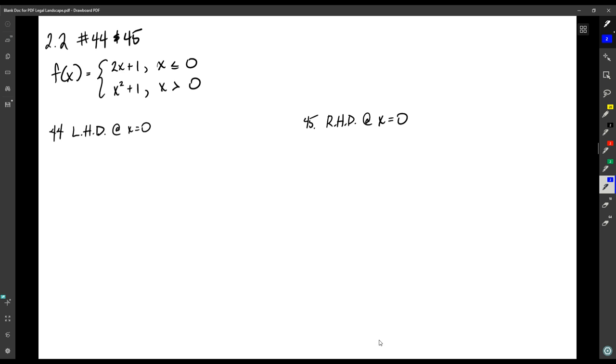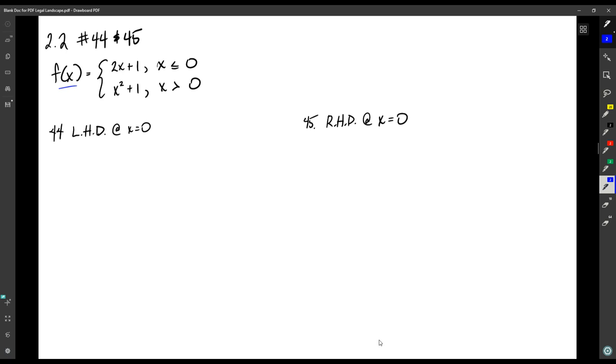Here are number 44 and 45 from section 2.2. We're given a piecewise function that we refer to on both questions. This piecewise function is 2x plus 1 for all x less than or equal to 0 and x squared plus 1 for all x greater than 0. These are multiple choice questions, but we're going to work them as if they were free response.